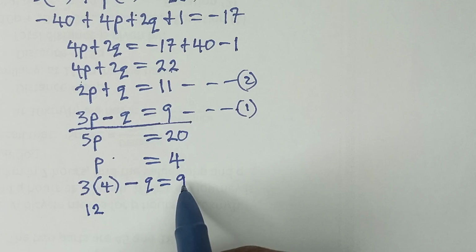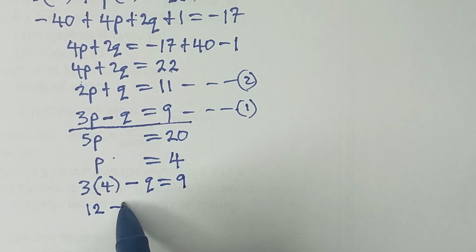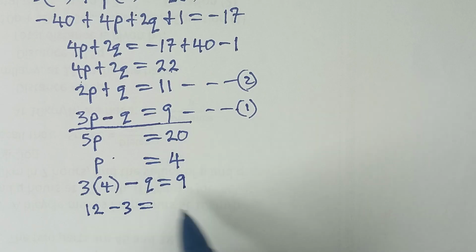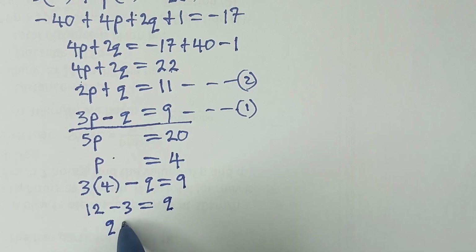I bring this 9 to this side, becomes minus 9, and then it's equal to, I take negative q to that side, becomes positive q. So instead of writing this is equal to this, I can decide to write this is equal to this. So I can write the q first and say it's equal to 12 minus 9. Sorry, this is 9, not 3.